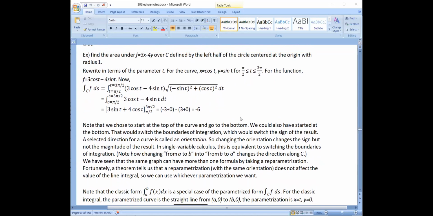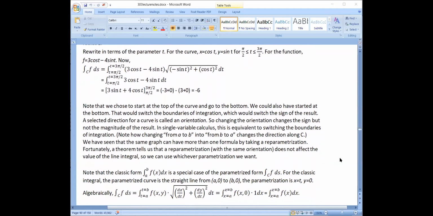Another comment here: always keep in mind that the parametric forms or equations are always more general than our classic equations without the parameter. So, for example, the integral from a to b of f(x) dx is actually a special case of the parametric form. How do we show that? We just think of it as a curve from (a, 0) to (b, 0). And the parameterization for that is just x equals t, and then y has to be 0.